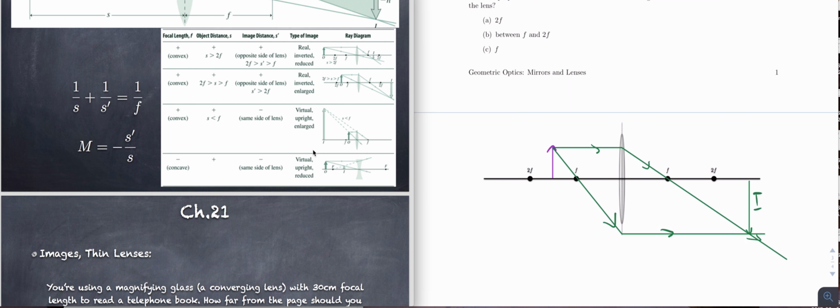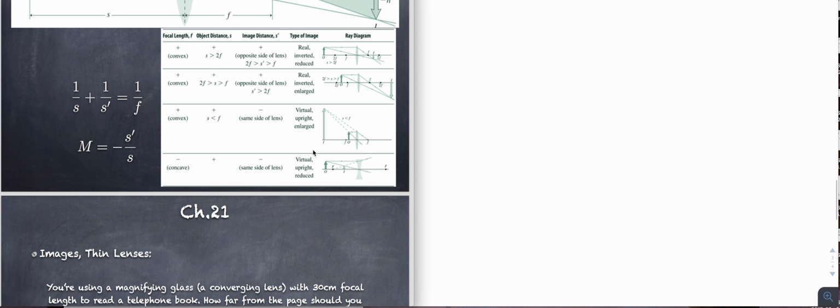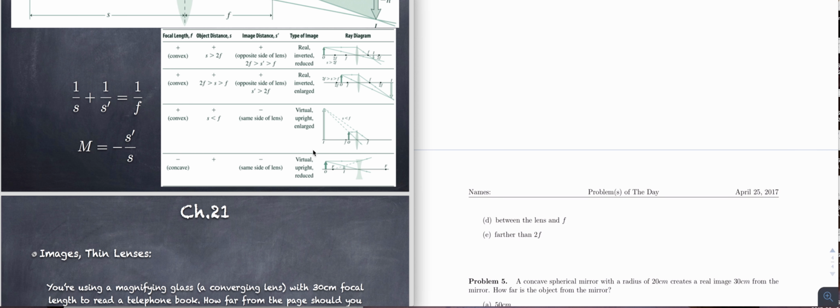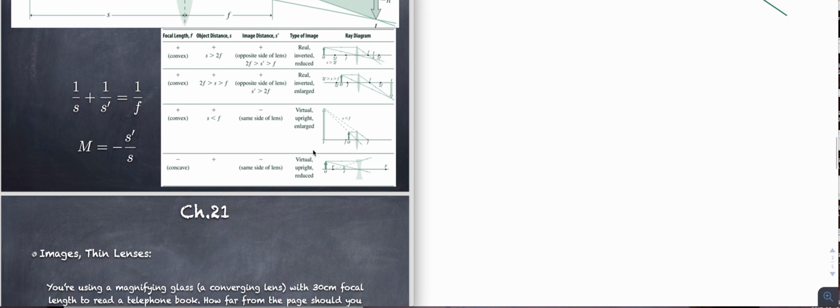Now the image is enlarged and inverted compared to the object, but more importantly, it is located further away than 2f. It is located at, I'm sorry, that was the wrong symbol, bigger than the 2f distance. So that would leave us with the correct answer being E, farther than 2f away from the lens.